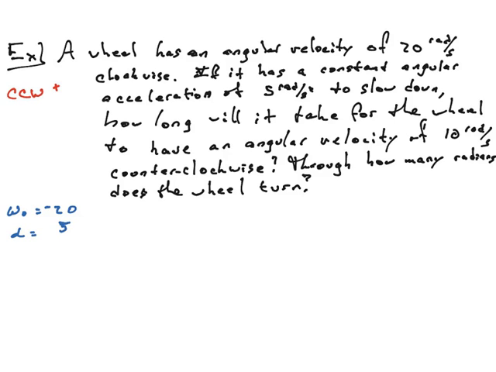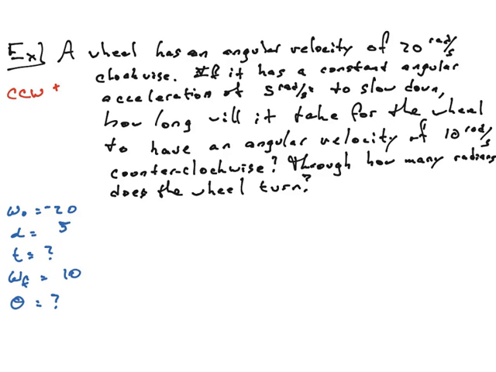Question: how long will it take, so t, I'm looking for the wheel to have a final angular velocity of 10 in a counterclockwise direction, so it's positive. And then lastly, part B, through how many radians does the wheel turn? That's theta, the angular displacement. All right, there we go. So now that I have all my information laid out, I can start using equations.